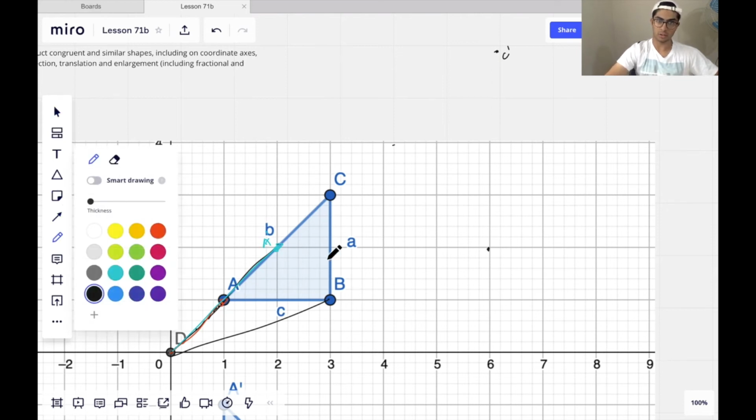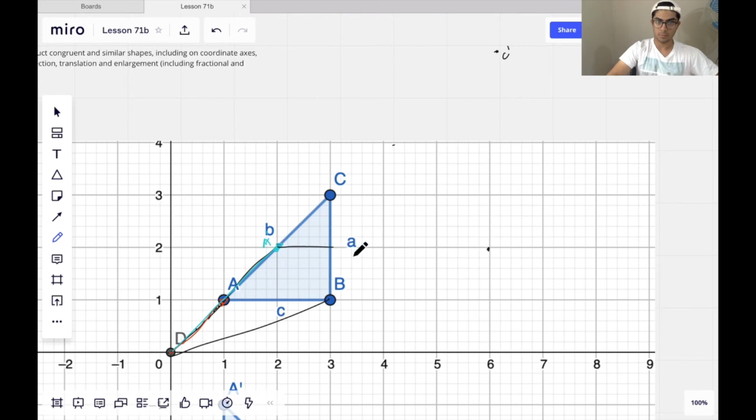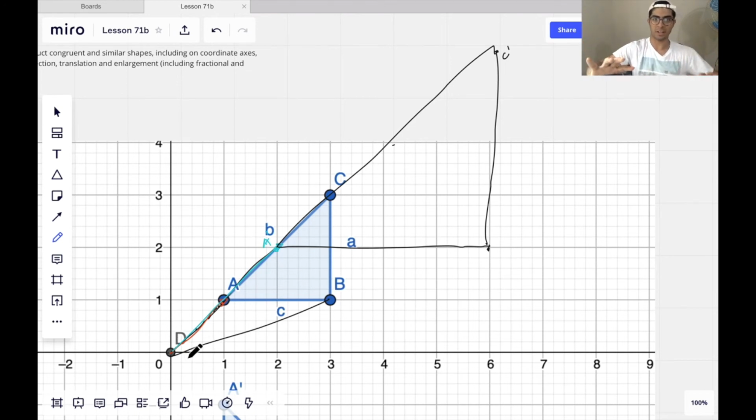So A dash is here, C dash, and then A dash. And there you go, that's your new shape. So it's important, basically it's almost like the shadow of the shape, that's how I like to think of it. You've got a bright source here, and then you think about what the shadow of the shape will be like within a certain scale factor.